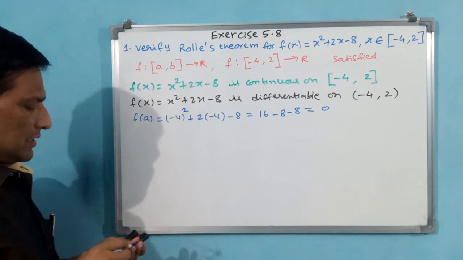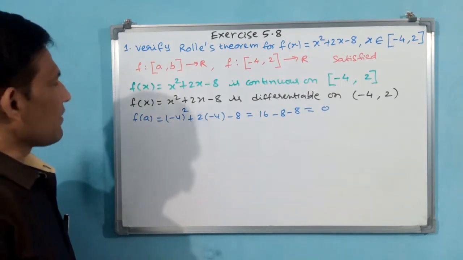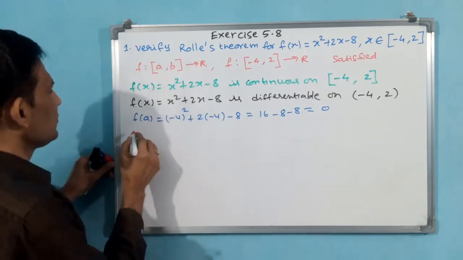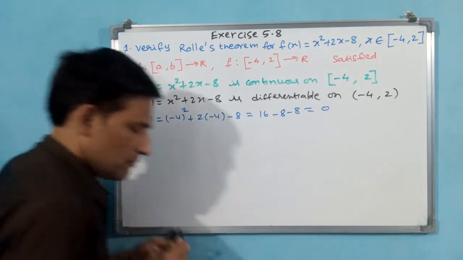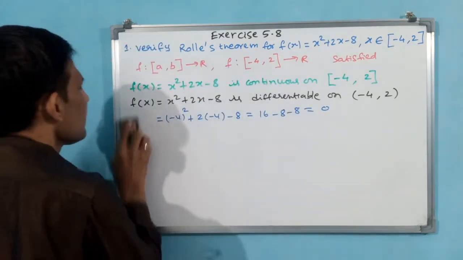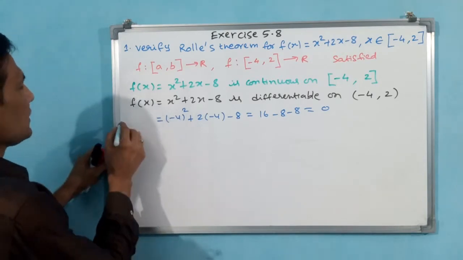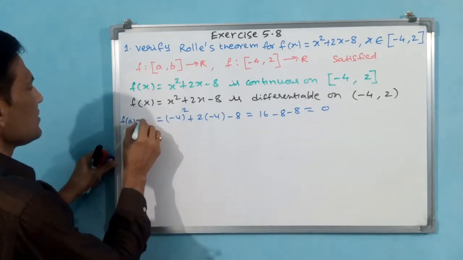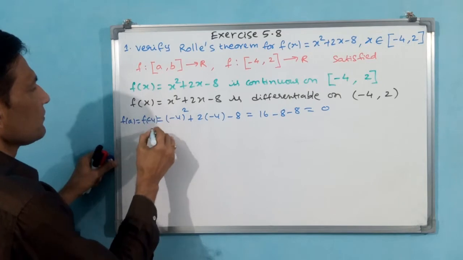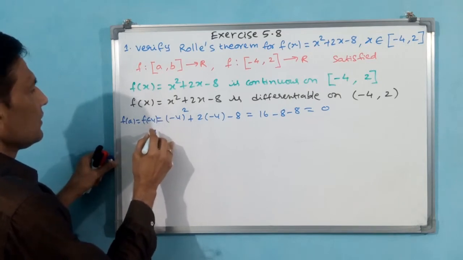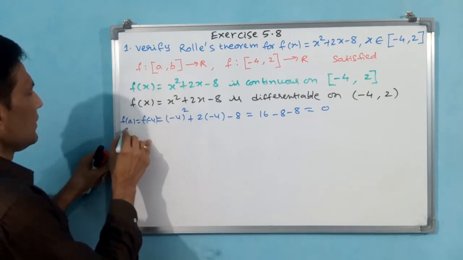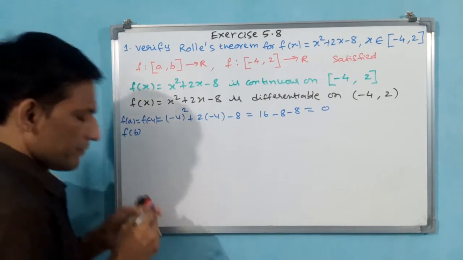This is for f of a. Write down f of b also. We will do one thing. We have written f of a here, but f of minus 4 also we will write. f of a is equal to f of minus 4. Like this we will write. f of b.